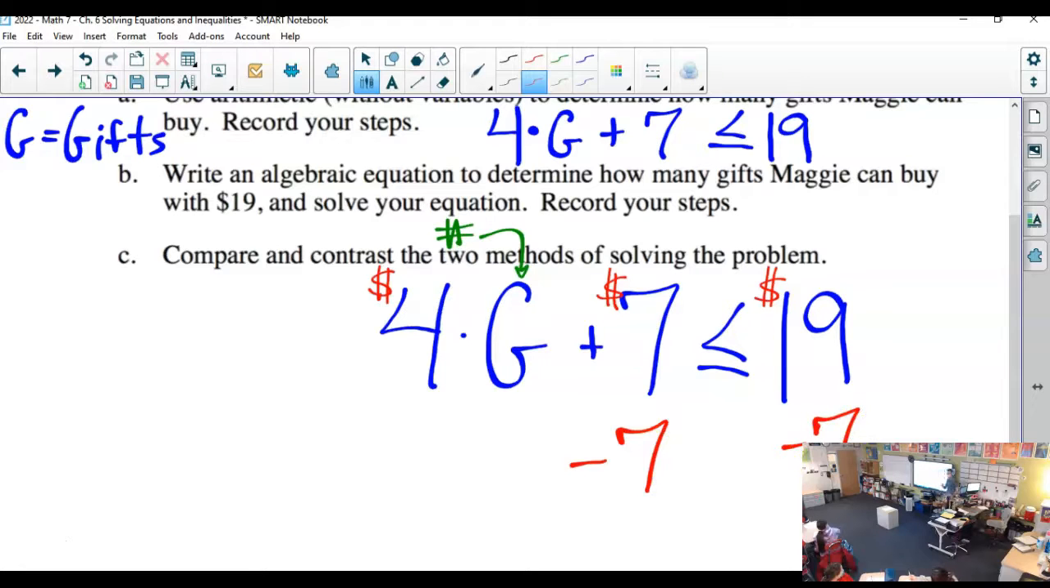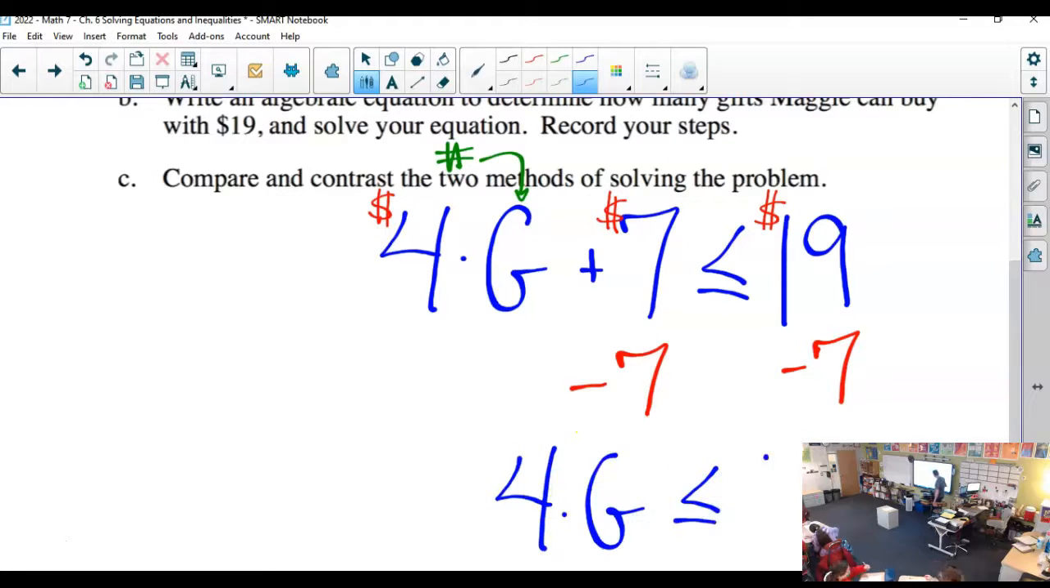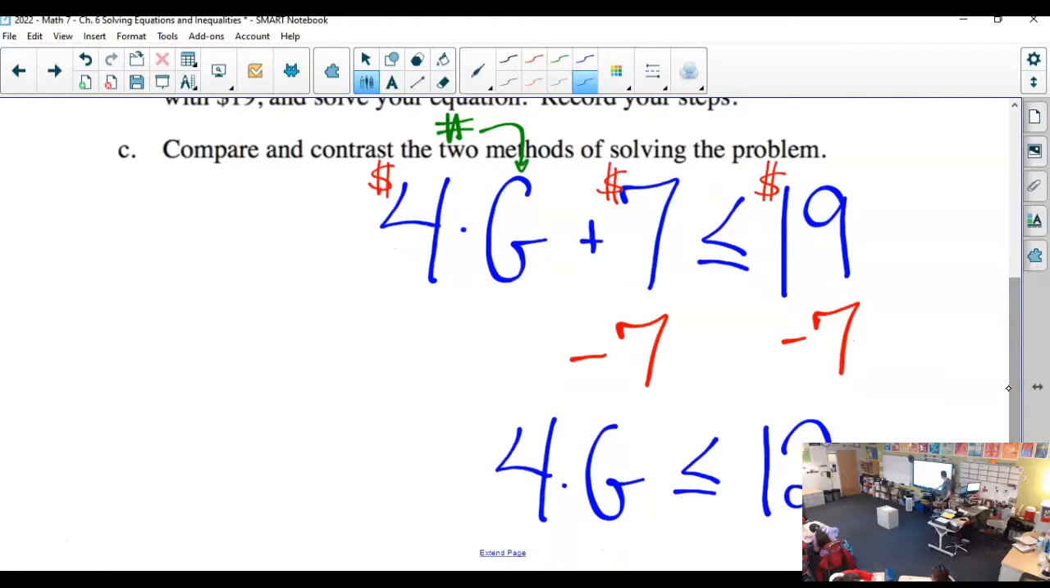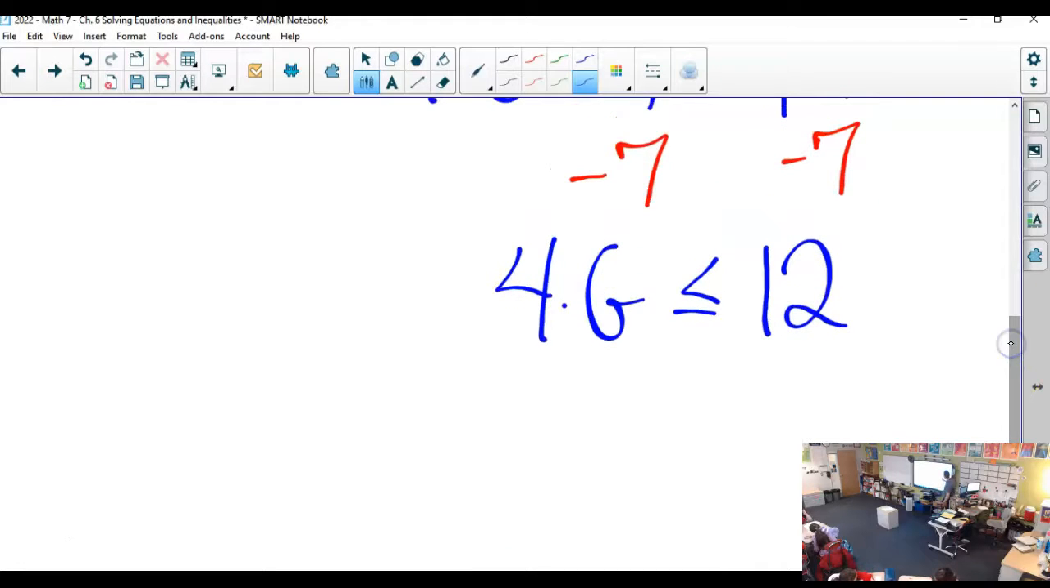Pay the shipping, right? When we pay the shipping, that's going to take away $7 from how much I have that I can spend. So now I have 4 times G is less than or equal to 12. And Layla kind of already told us how this is going to work. But what do we do to get there? Anybody, what would we do here? Divide. Divide what? By 4. Oh, yeah, but you get 3.